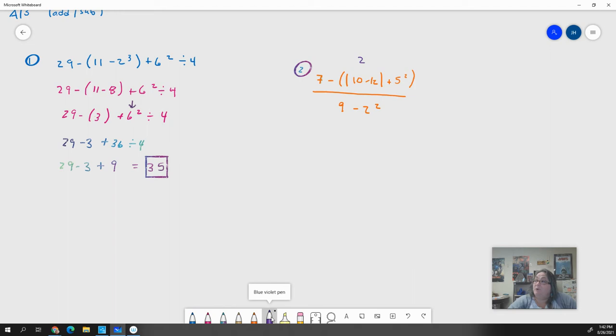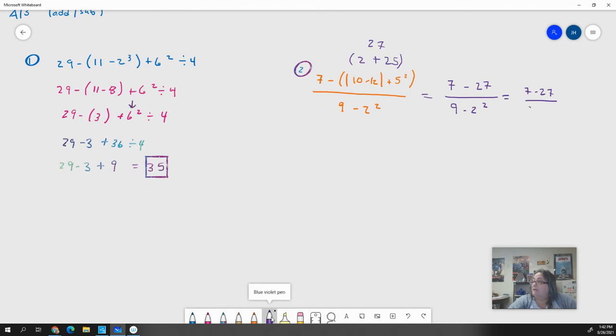Now I'm going to deal with this other part in the parentheses, which is plus 5 squared. And 5 squared is just 25, right? These are all in the parentheses now, and so I can just add those together right off. And so what I'm left with so far is 7 minus 27, over 9 minus 2 squared. And so the next thing that I would want to do is deal with this 2 squared.